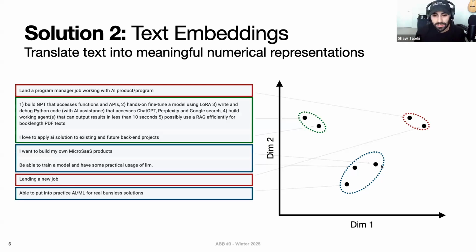And then we have this blue cluster, which is somewhere in the middle, and it's people trying to build products, or, let's see, train and build a model to have some practical usage or put AI into practice for real business solutions. So these people aren't just interested in building stuff for fun, but they're interested in building stuff to make an impact. So now we're starting to see patterns in this unstructured data of these free-flowing text responses.